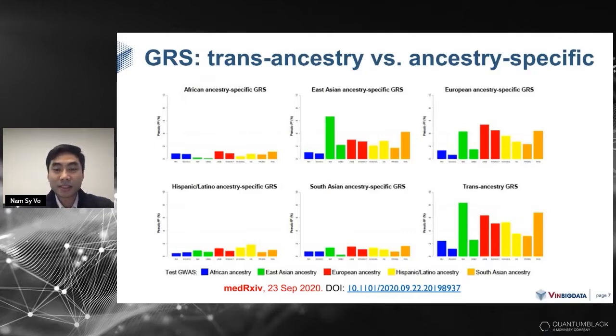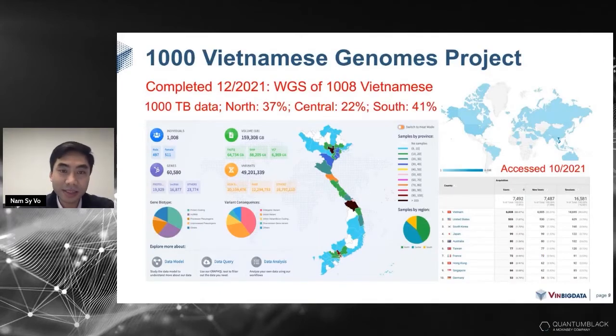And that's the reason why we are now doing the 1000 Vietnamese Genomes project. This project was completed in December 2021. We have whole genome sequencing of more than 1000 Vietnamese, with 1000 terabytes of data, from across North, Central and South.